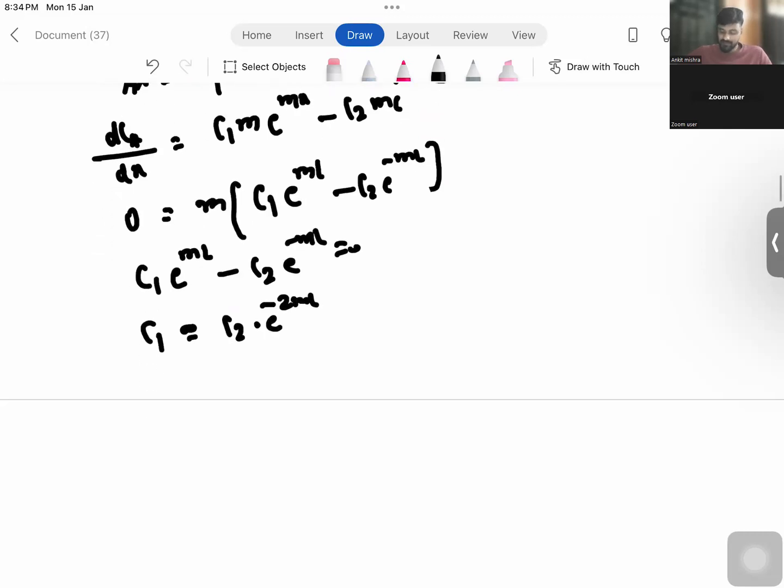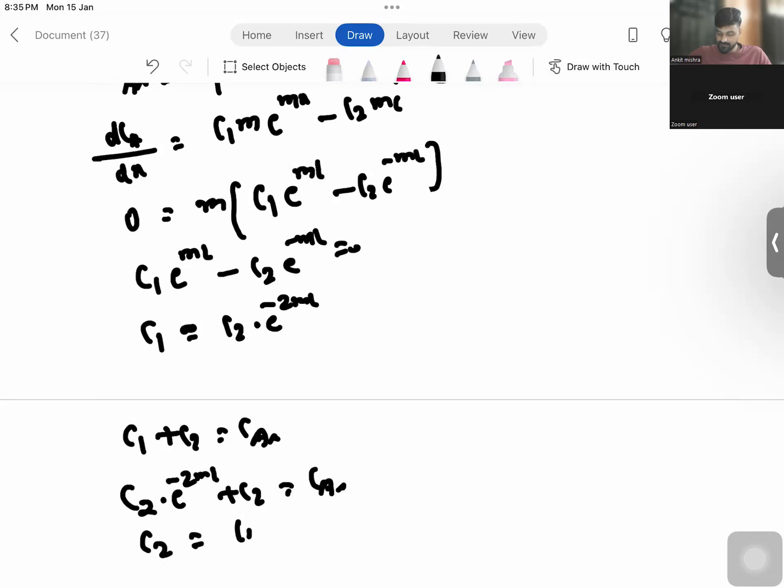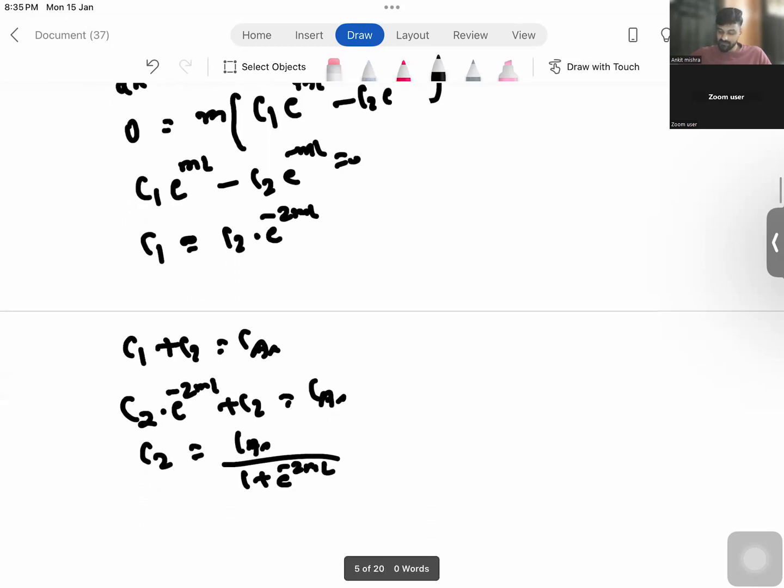So earlier we have got an equation, which can be written as, let's say, C1 plus C2 equals to CAS. So you can substitute this value: C2 into e to the power minus 2ml plus C2 equals to CAS. Fine. So you can write C2 equals to CAS divided by 1 plus e to the power minus 2ml. Right. So you have got the value of C2 over here.